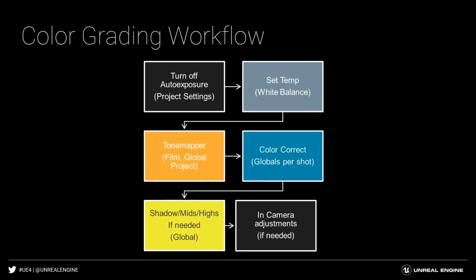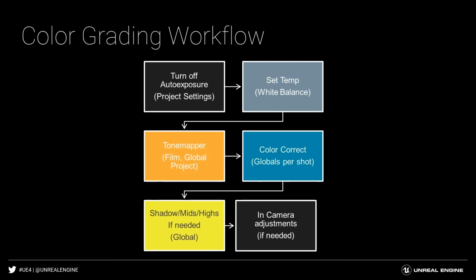The color correction workflow inside of Unreal is a combination of tone mapping as well as color correction. When you're doing color correction, you should follow this procedure in order to make sure you get the best results. The first thing you'll want to do is turn off auto exposure in your project settings. After this, you need to set your white balance using the temperature of the post-process volume. From here, you're ready to work with the tone mapper, and this is done on a global or project basis. So once you've set your tone, you're ready to move on to your color correction workflow, and the color correction tools are meant to be used on a per-shot basis.